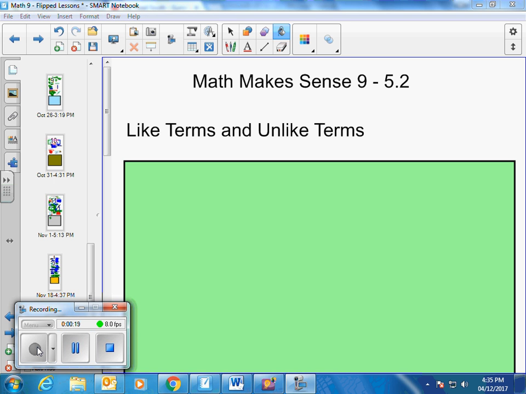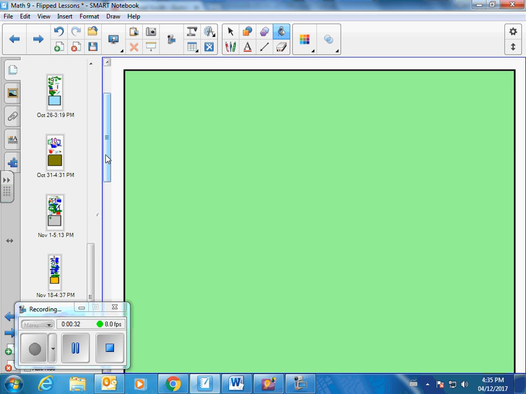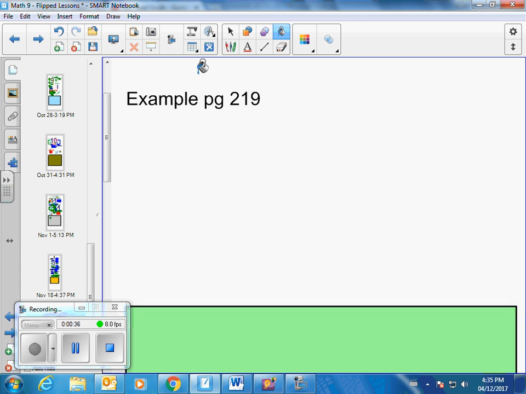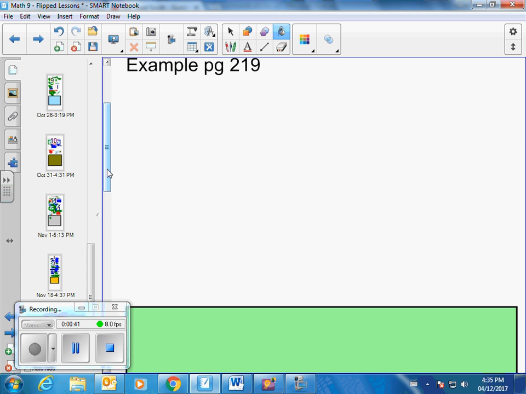And we are going to stay away from using algebra tiles during this class, mostly just because learning an extra skill on top of the math just adds too much complication. So we're just going to stick with the basic polynomial skills and understanding why and how we need to use these. So we're going to start off with the example on page 219.